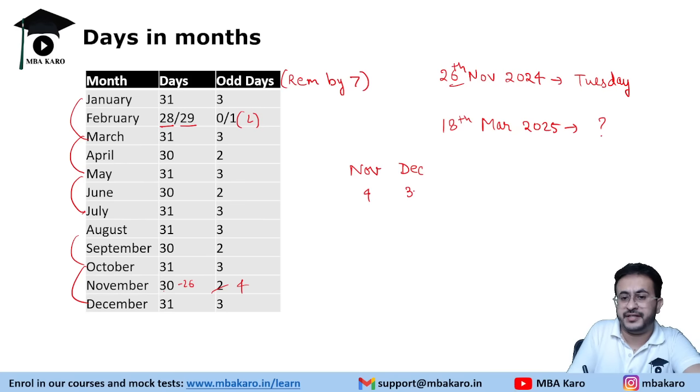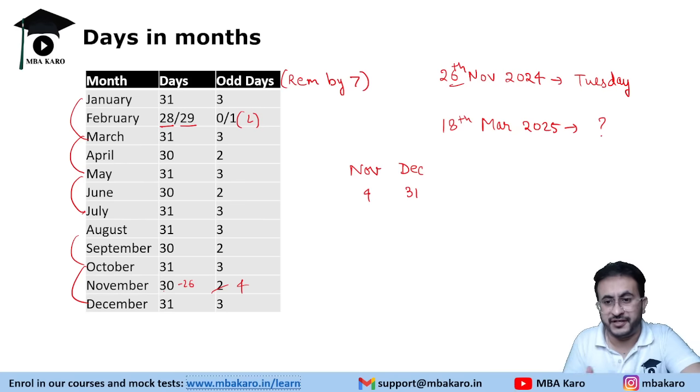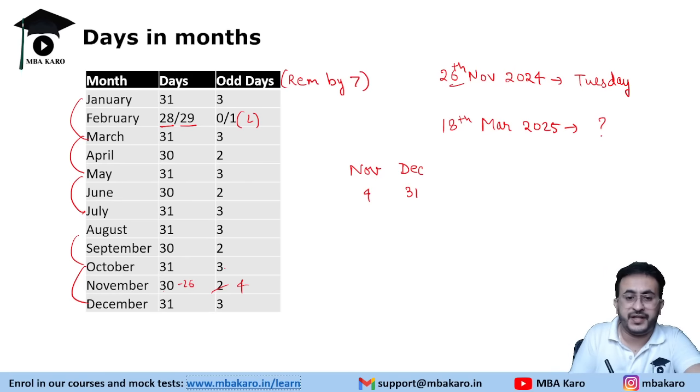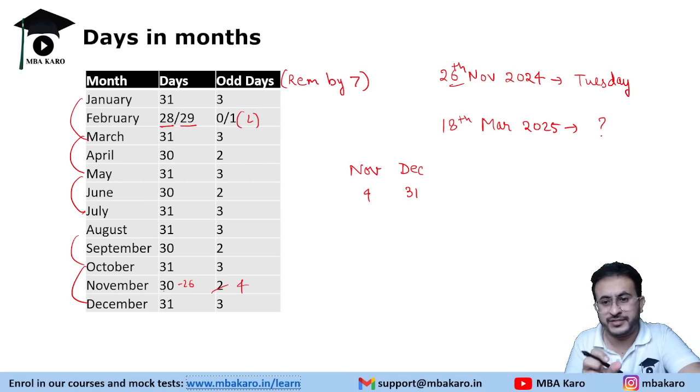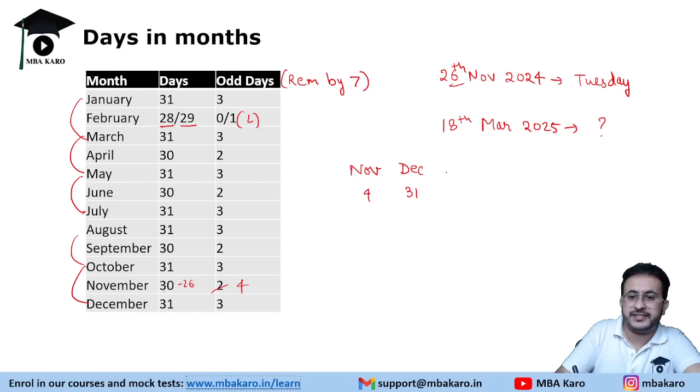Okay, December, there are 31 days. Now if I add 31, it is a big number. Instead of that, I can use 3. So let us add those larger numbers also and then smaller numbers and see that smaller numbers will also work. So December has 31 days.